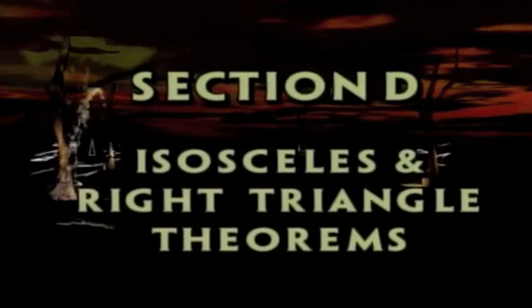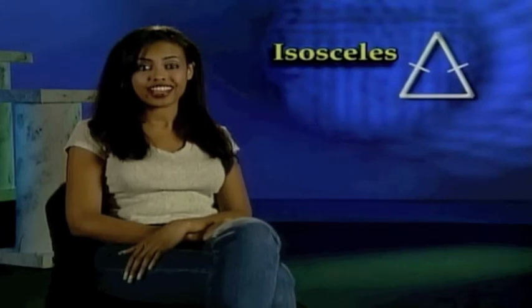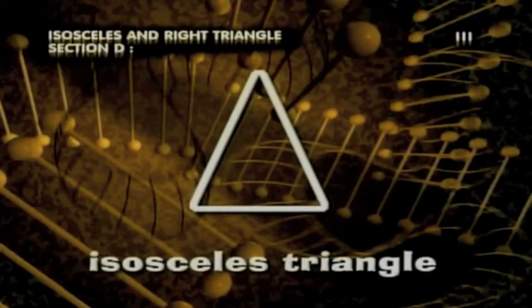Section D, isosceles and right triangle theorems. So now that we have a good footing of triangles, let's look at a couple of special types of triangles: the isosceles triangle and the right triangle. We'll begin with the isosceles triangle.